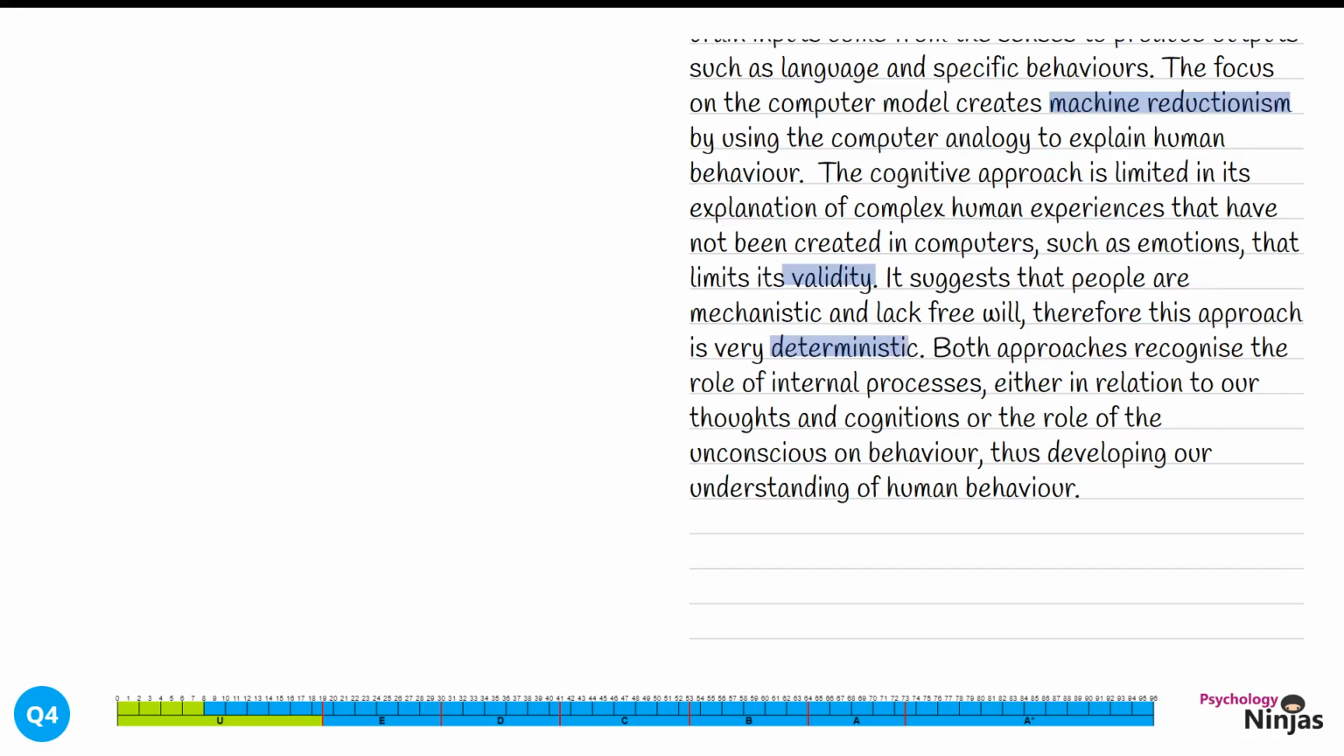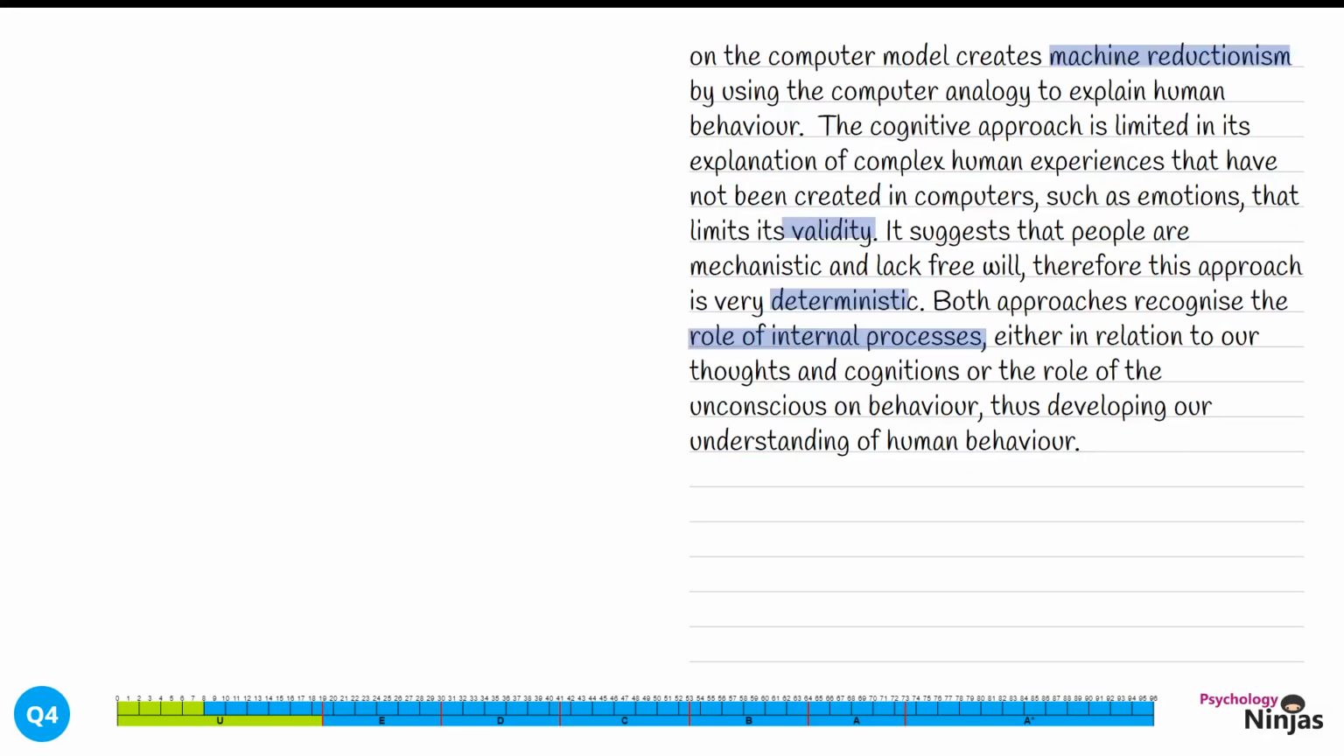In our comparison, we've gone for a similarity this time, in that both approaches recognise the importance of internal processes, and we've given an example to link this point back to both the cognitive and psychodynamic approach. We're going to elaborate now by giving a counter-argument. Here we're going to talk about the psychodynamic approach in more depth.